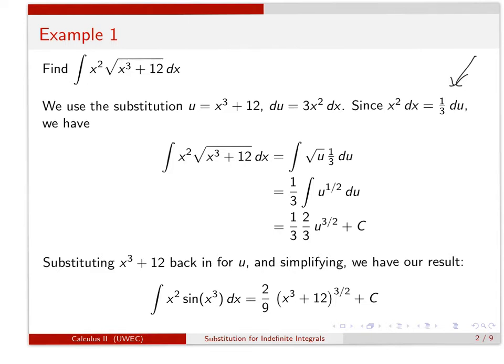work fine. So we substitute into the integral there, and we get the right-hand side here, integral square root of u times 1/3 du. So we move the 1/3 to the other side of the integral sign and use the power rule here. Get 1/3 times 2/3 u to the 3/2 plus a constant c. Then substitute back in for u, and we get our final answer down here, 2/9 times (x cubed plus 12) raised to the 3/2 power plus c.